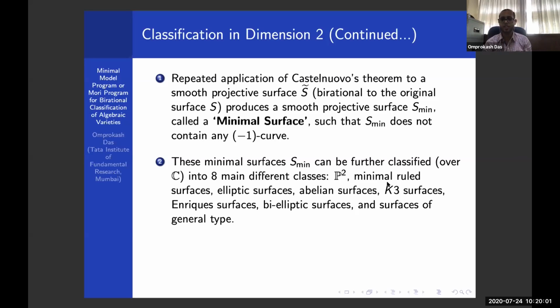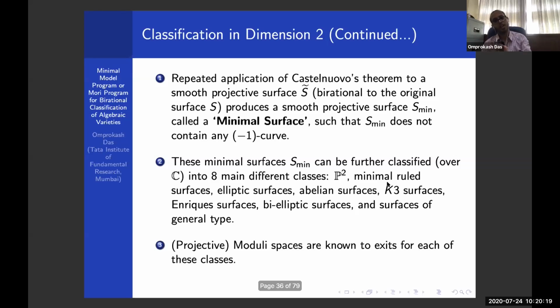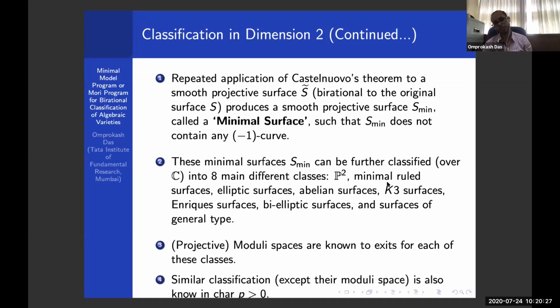Just like curves, minimal surfaces can also be classified, and it is already done. There are 8 different classes: P2, minimal ruled surfaces, elliptic surfaces, abelian surfaces, K3 surfaces, Enriques surfaces, bielliptic surfaces, and surfaces of general type. The moduli spaces are known for each of these classes, at least over the complex numbers. In positive characteristic, at least the moduli space of the general type subset is still not known. Otherwise we would have very good control over this in dimension 2.